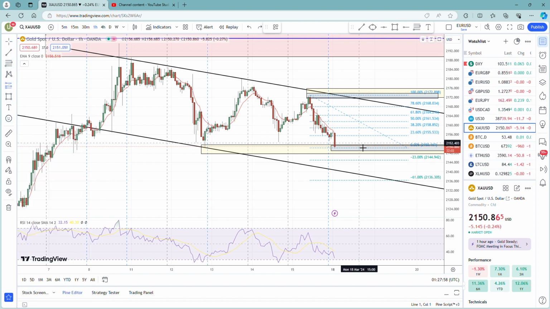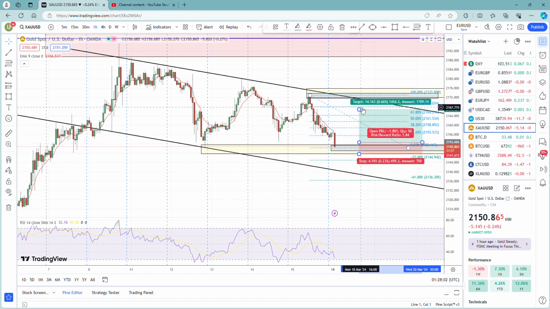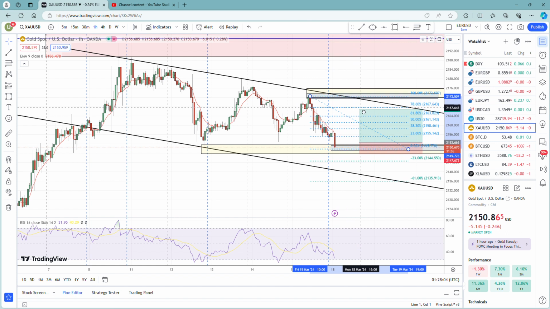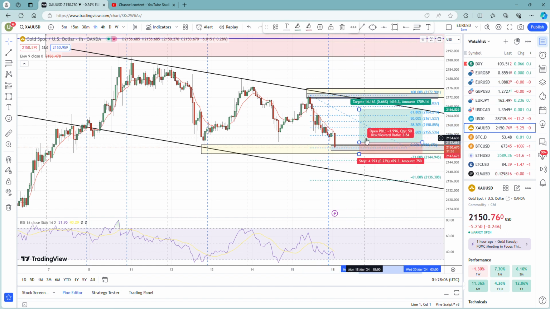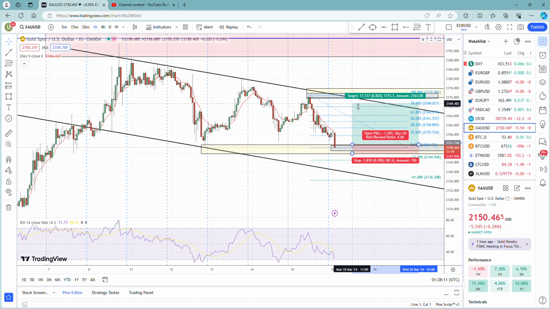It's not 100% guaranteed because we are in a bearish formation, but if it does, then this would be my setup here. I look for a buy, and my target would be, if it's 100%, it would be here. If it was 78.6, or even here, this is a good retracement. You've got a nice lower high here on the 61.8.